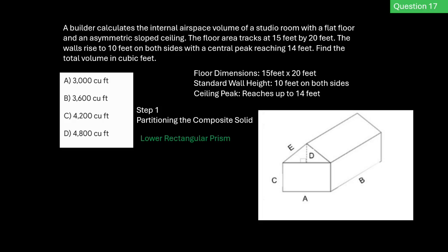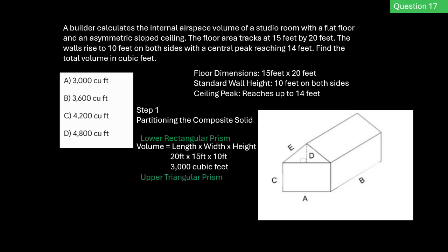To find the volume of the lower rectangular prism, volume is equal to length times width times height. Now this is 20 multiplied by 15 multiplied by 10, which is 3,000 cubic feet. Now that we have the volume of our lower rectangular prism, we can now look at our upper triangular prism.